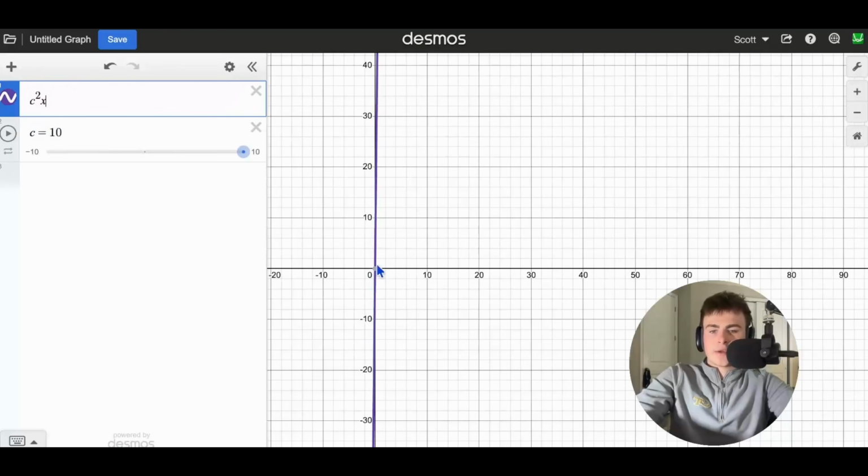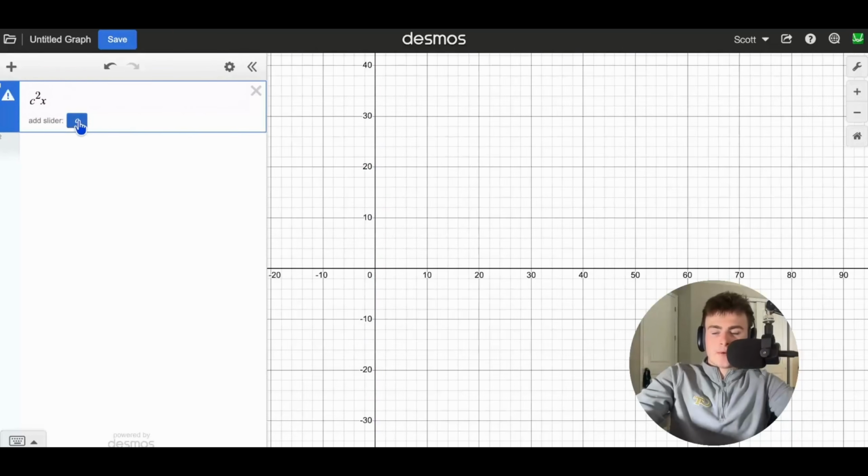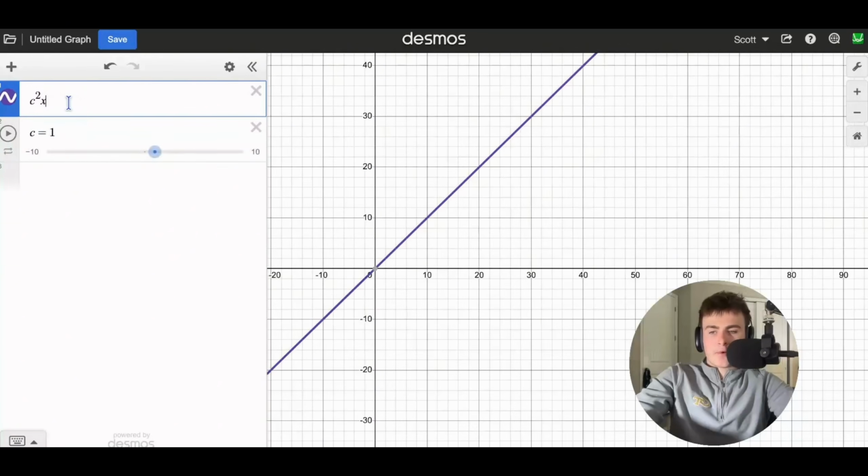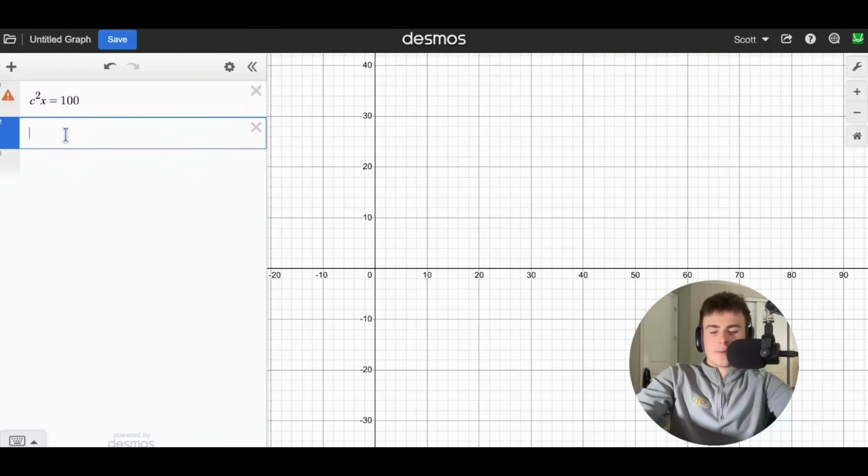It's like c squared x. Now it actually graphs the equation because we know what c is. Like I said before, it'll sometimes show a blue box, but in some equations you'll have equals 100, and it's not going to show a blue box, so you have to type it in manually. I would practice typing it in manually because you're not always going to get the blue box. It's just not that common.